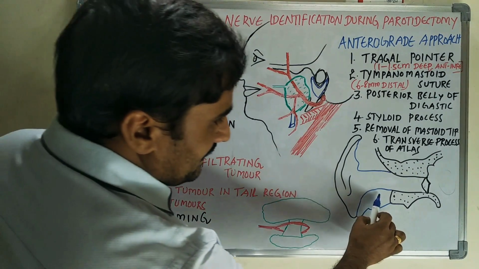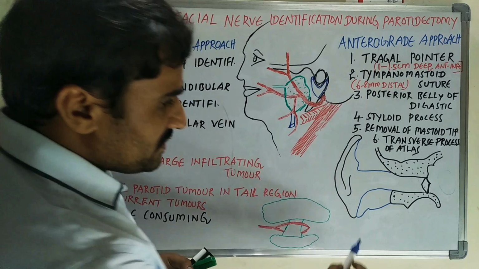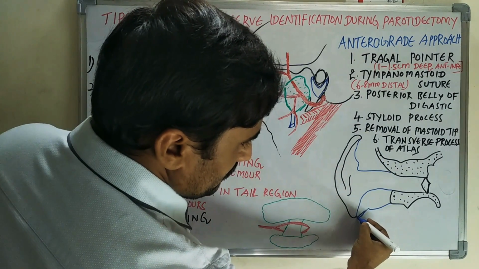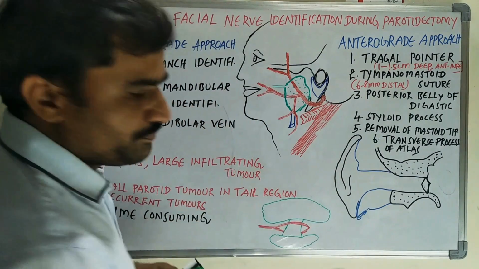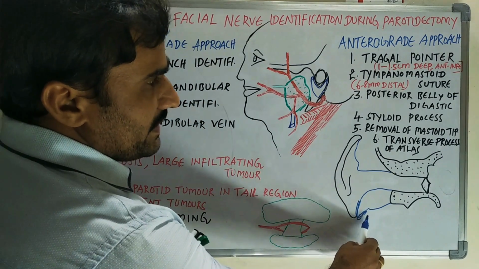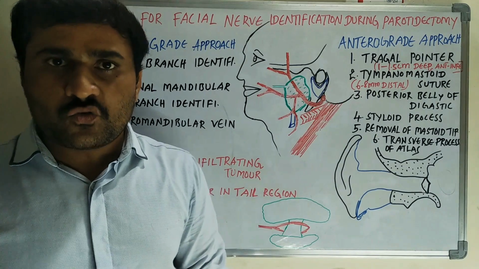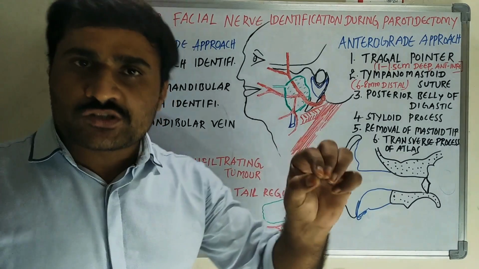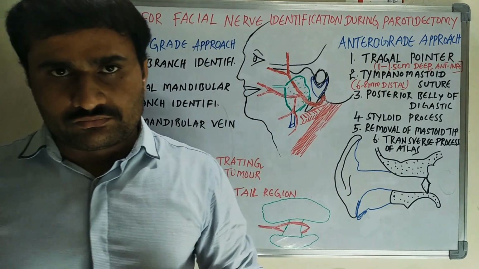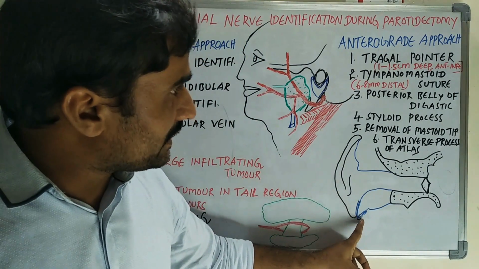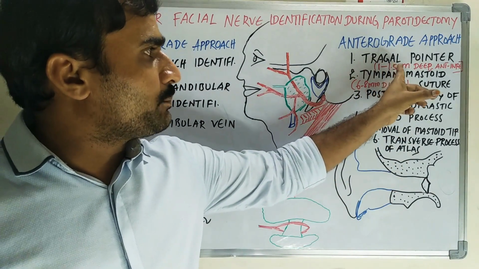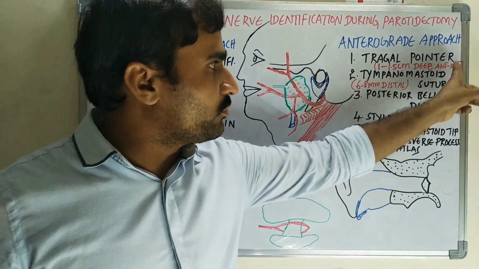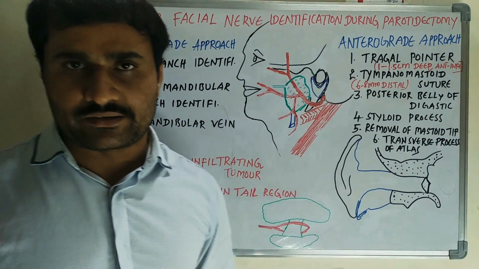So, in the cartilaginous part, this cartilage produces a pointer, that is this one, right? This is the cartilaginous external auditory meatus point. So the direction of this point shows the direction of the facial nerve, right? So the facial nerve lies 1 to 1.5 centimeter deep and anterior-inferior to this tragal pointer, right?